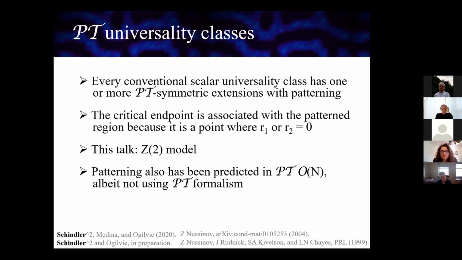So the critical endpoint is always going to be associated with that. So in this talk, I've already shown you a Z2 model. There is a model, in a form sort of like the question earlier, where it was not analyzed in a PT symmetric formalism, but it was a PT-like model. We can map it onto that. And they predicted that there was patterning behavior. It was out of Steve Kivelson's group. So there are other systems like this out there that have been analyzed, just not using this formalism. And the really cool thing we can do is we can just predict where the patterning behavior occurs.